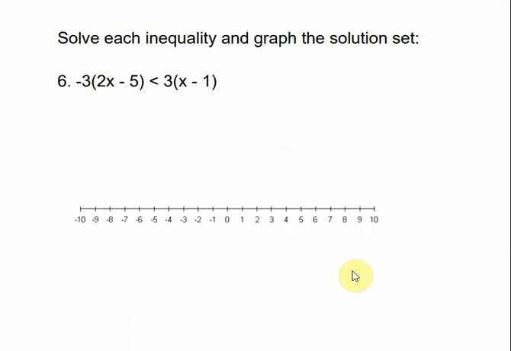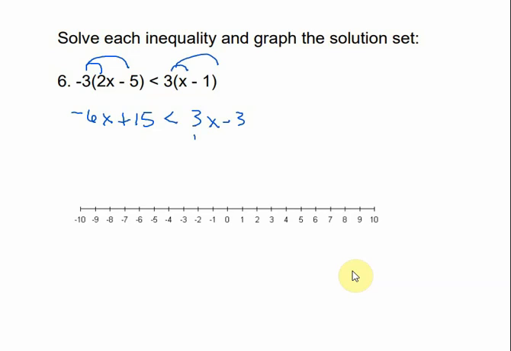Let's do a few more. Here we're solving an inequality that has parentheses, so just like with an equation, we have to get rid of the parentheses first. I'm going to distribute. That gives me a negative 6x plus 15 when I multiply negative times negative. And then distribute the 3. That gives me 3x minus 3.